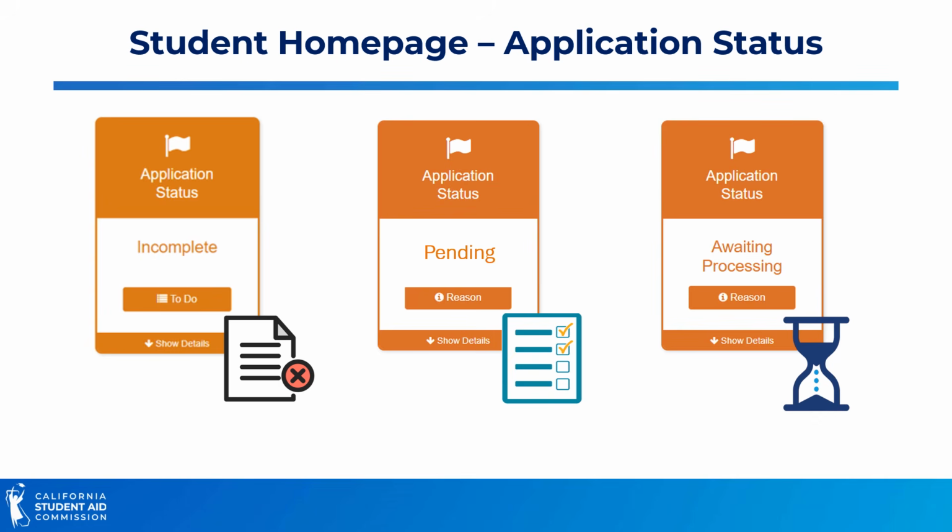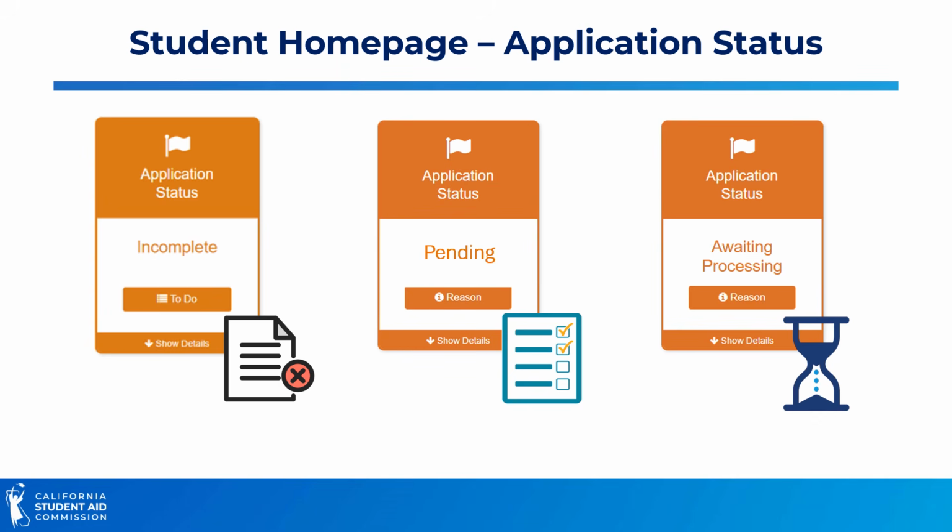If the application status is pending, that typically means that the student needs to confirm their school of attendance or submit some required documentation. Students can get additional information by clicking on the reason icon. Students should bear in mind that the application will stay in the pending status until the application is updated with either a confirmed school of attendance or the required documentation has been submitted.